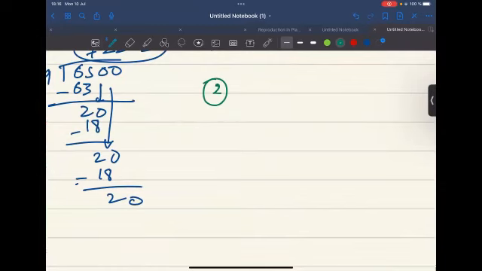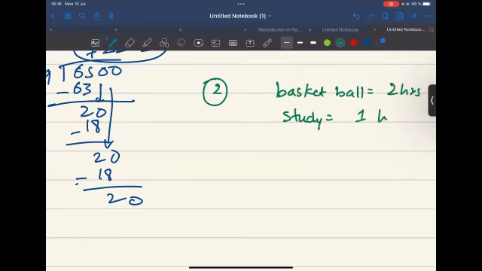Okay. Tina finishes playing basketball in 2 hours, studies for an hour, and works out for 45 minutes. What is the total time spent in all the activities? So we know that the basketball is for 2 hours. Study for 1 hour. And workout 45 minutes. So total, everybody got this right.